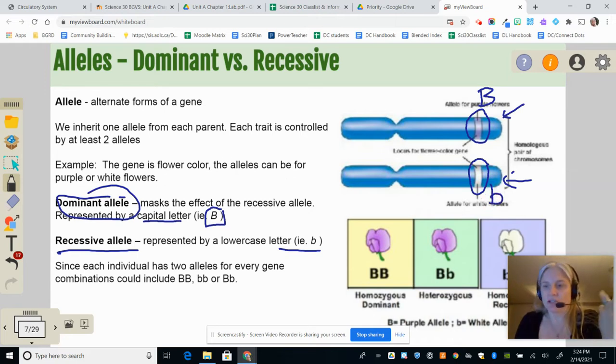And so we're just going to use a little b. Now, it could be any letter that you use. In this case, we're just using big B and little b. Why it's not P, I don't know. I would be using P. There's purple, but that's okay.